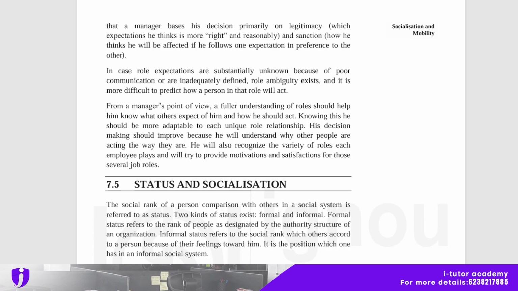From a manager's point of view, a fuller understanding of roles should help him know what others expect of him and how he should act. Knowing this, he should be more adaptable to each unique role relationship. His decision making should improve because he will understand why other people are acting the way they are.